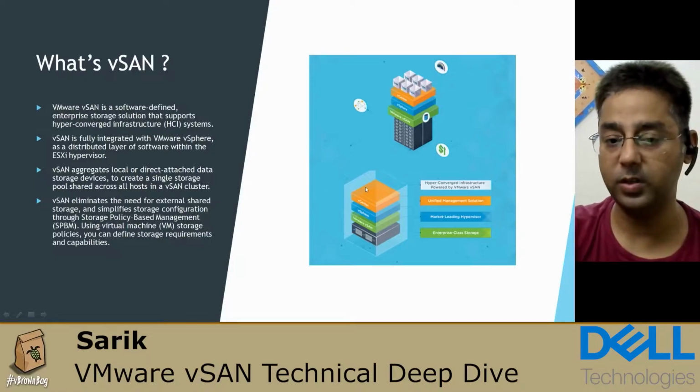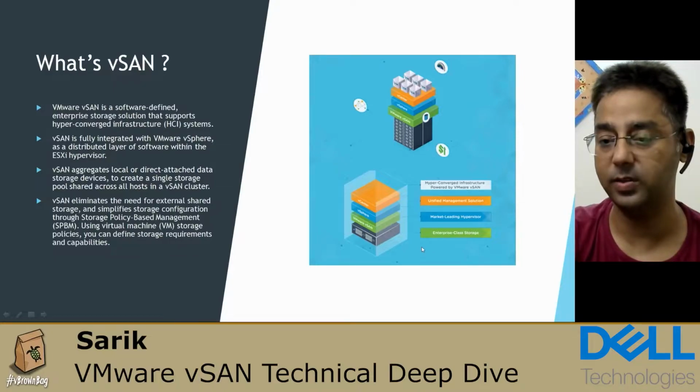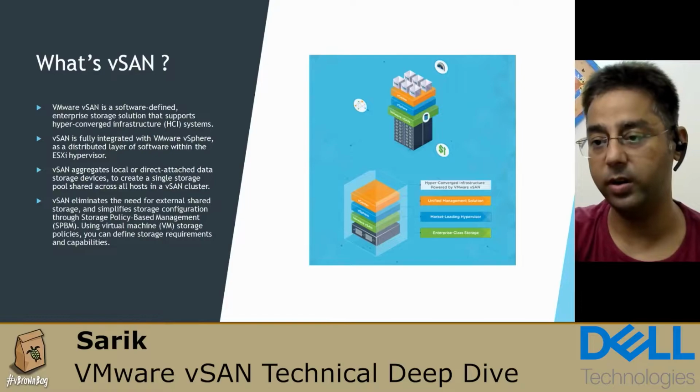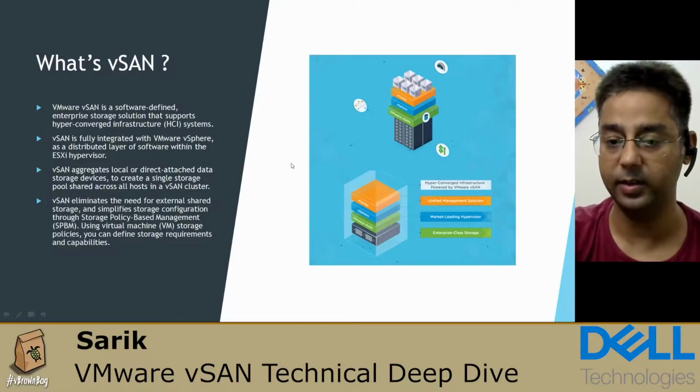And it is policy-based vSAN. We can create a lot of customized policies, or we can use the default policy, which has RAID 1, RAID 5. We will see that in the next slide.